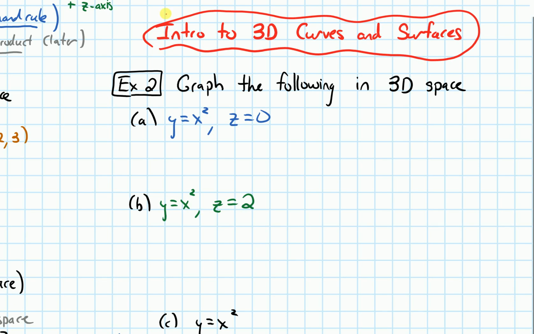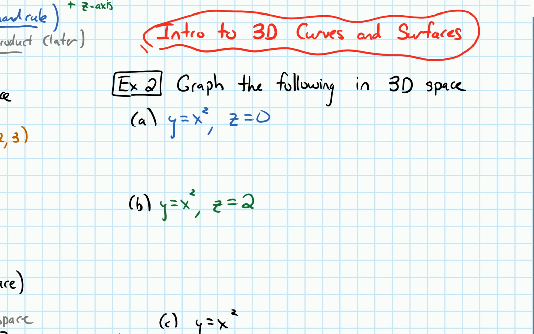In this video, we're going to give an introduction to graphing 3D curves and surfaces. So I want to do an example. Let's graph the following in three-dimensional space. In part A, I have y equals x squared with z equals 0. So I have to graph something that satisfies both of these equations.